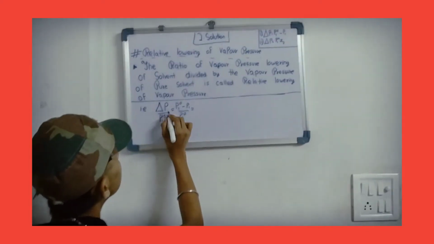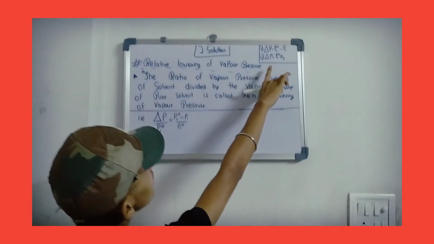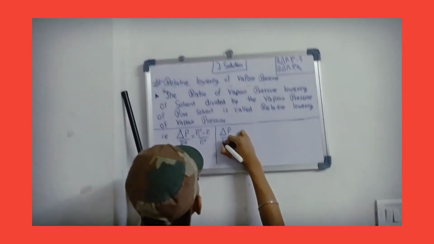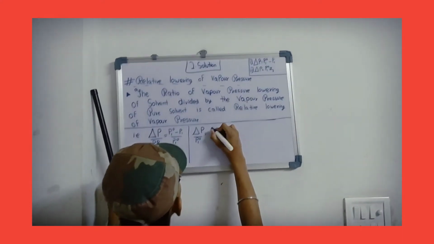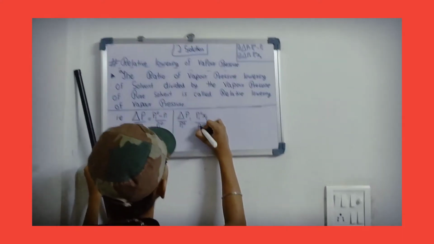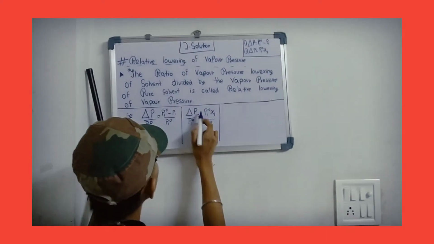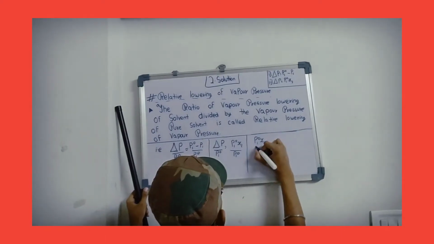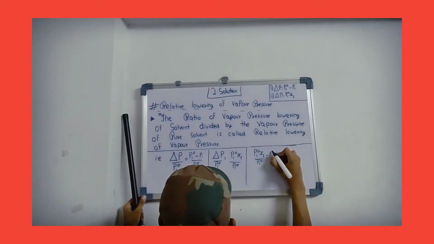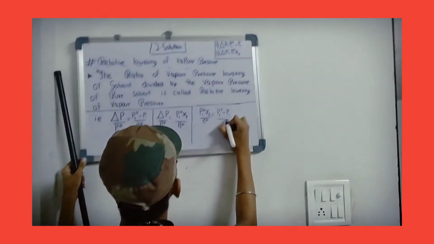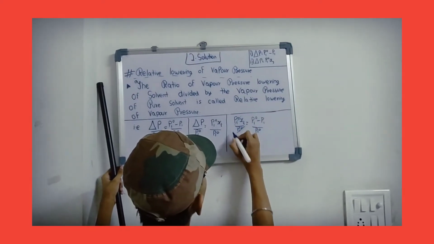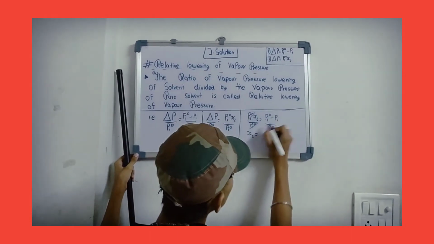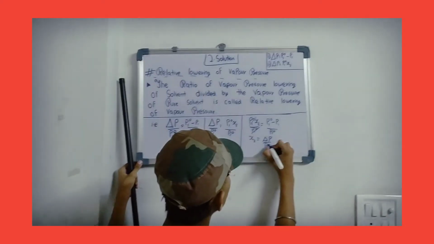Now we also know that delta P is equal to P1 naught x2. So delta P upon P1 naught is also equal to P1 naught x2 upon P1 naught. If we equate both these equations, then we get P1 naught x2 upon P1 naught equal to P1 naught minus P1 upon P1 naught. So P1 naught will be cancelled, and we get x2, that is the mole fraction of the second component, is equal to delta P upon P1 naught.